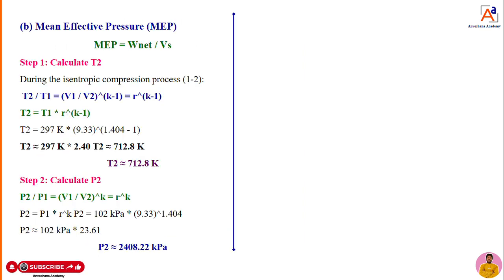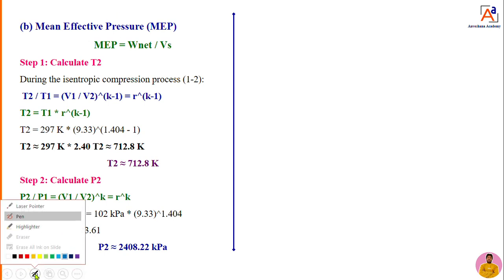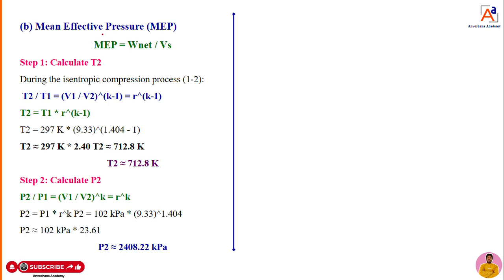Then what to do now? Next, the second parameter. What is the second parameter, dear students? You can see here, that is mean effective pressure. How to calculate the mean effective pressure? We know already: mean effective pressure can be calculated with the help of this equation. Mean effective pressure is a ratio of net work to the swept volume. The swept volume for the individual cylinder is already calculated.